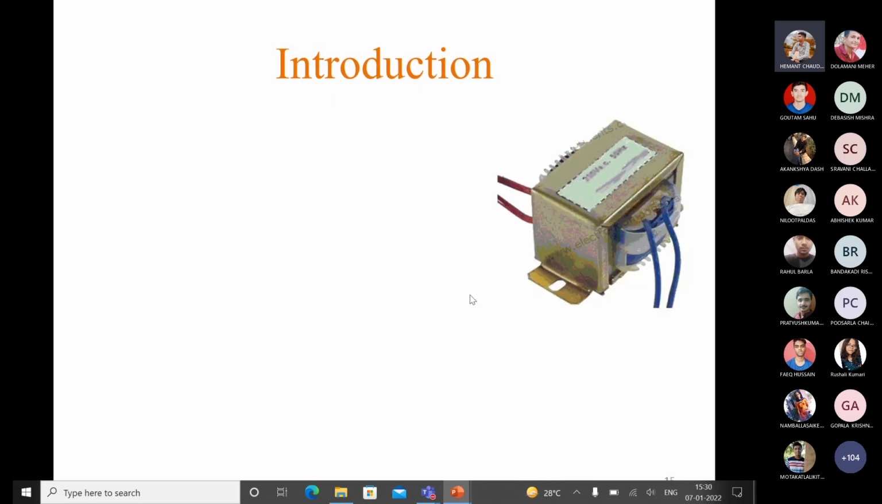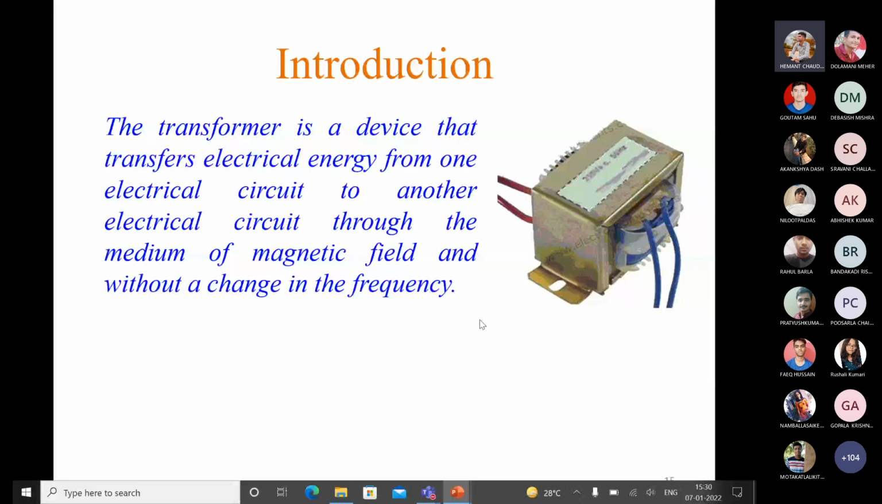So let us define what is a transformer. The transformer is a device that transfers electrical energy from one electrical circuit to another electrical circuit through the medium of a magnetic field and without a change in the frequency. So here we are transferring electrical energy from one circuit to another circuit. Then the question arises, why do we require this transformer? Because we are transferring electrical energy from one circuit to another circuit. So why is this transformer required?